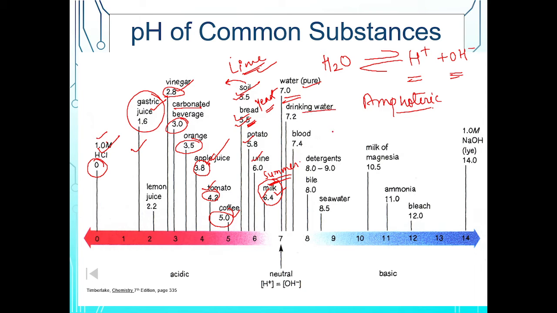Since there are some ions present, drinking water contains pH of 7.2. Our blood contains pH of 7.4. The detergents, as they contain some amount of bases, that is why they contain pH of 8.0 to 9.0. Your bile juices are basic, right?